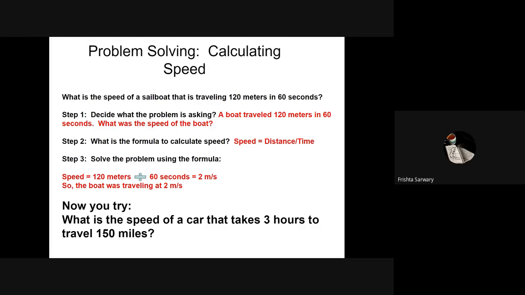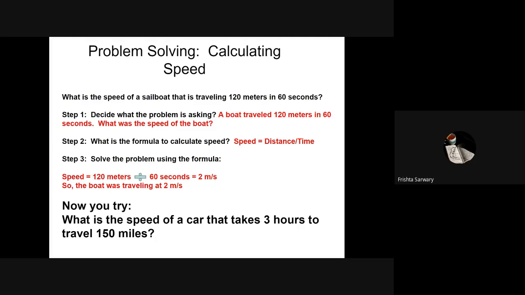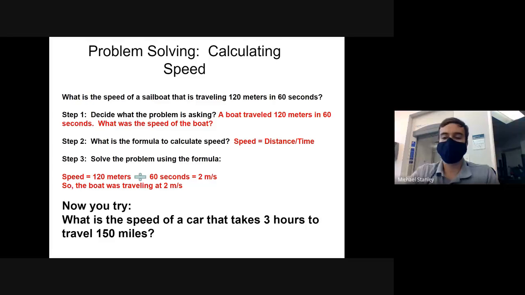It's 5 miles per hour. Close. 50. Yes, Dennis is correct. 50. So Frishta, you are on the right track. Oh yeah. Sorry, I forgot the zero. Yeah, there you go.